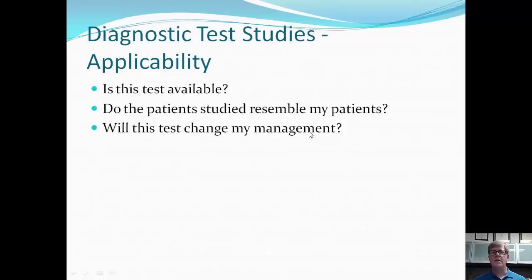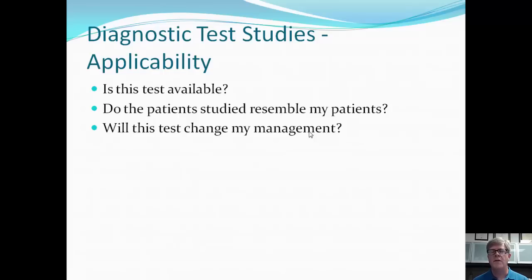For applicability, similar to randomized controlled trials and systematic reviews, you have to know if the test that you're looking at is available, if it's even available in your lab, if you can do the physical exam maneuver, you know how to do it well, those types of things. Is this test available and can you use it? Did the patient study resemble my patients?